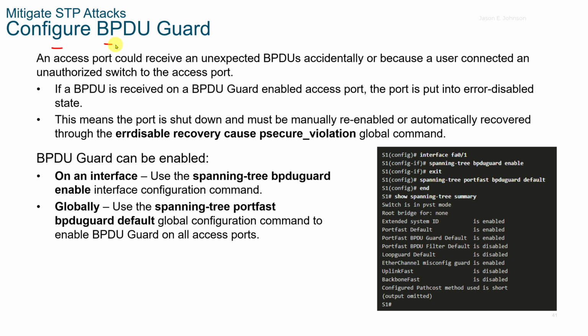And then finally, we want to look at configuring BPDU Guard. An access port could receive an unexpected BPDU accidentally, or because a user connected an unauthorized switch to an access port. So if a BPDU is received on a port with BPDU Guard enabled, the port is put into error-disabled state. This means the port is shut down and must be manually re-enabled or automatically recovered through the errdisable recovery cause psecure_violation global command. And so on an interface we use spanning-tree bpduguard enable, or globally, we can use spanning-tree portfast bpduguard default, and we can see that on the right here in the example.